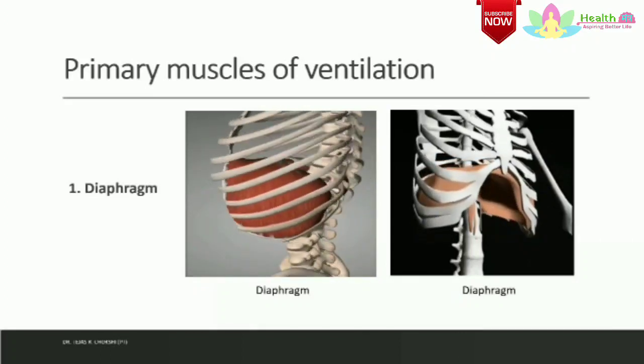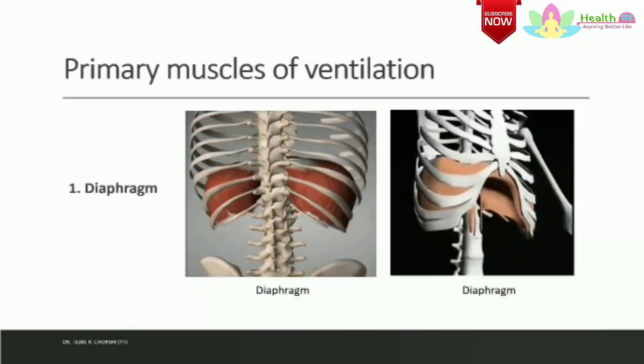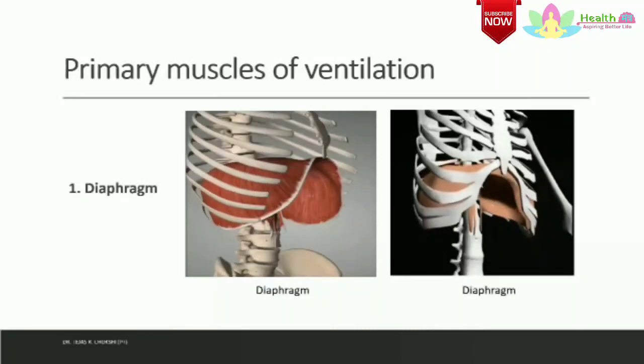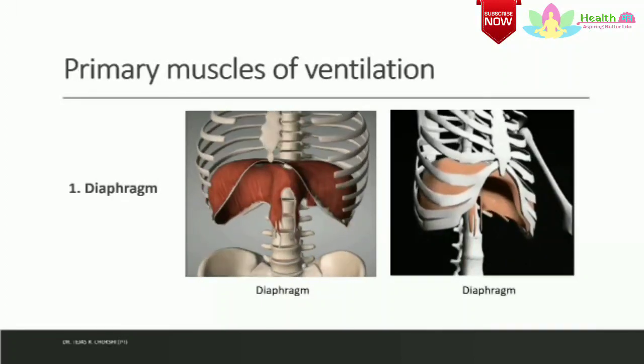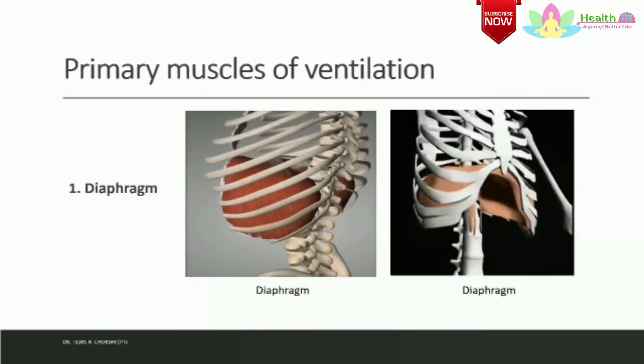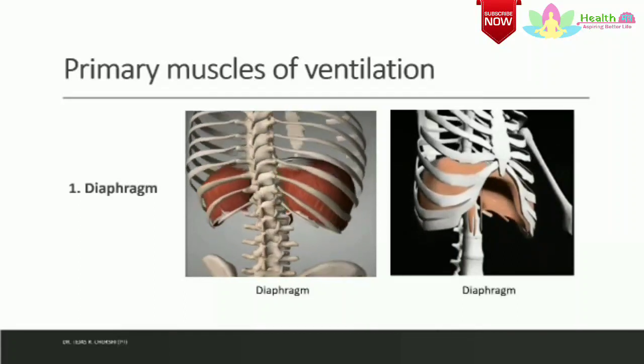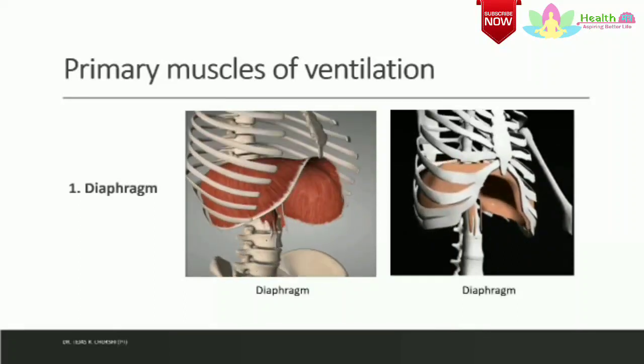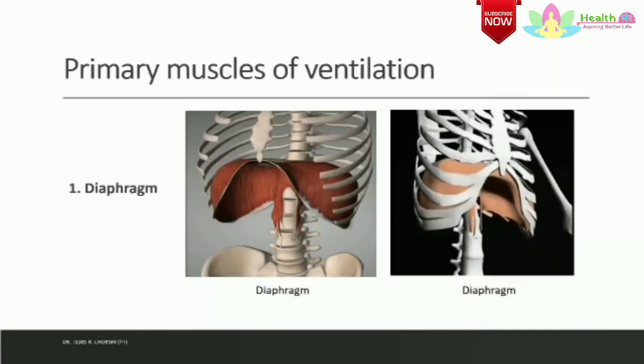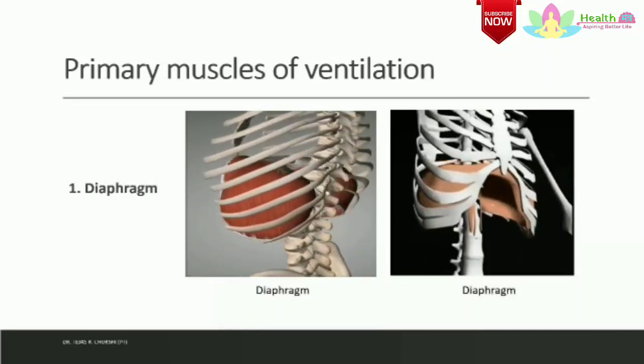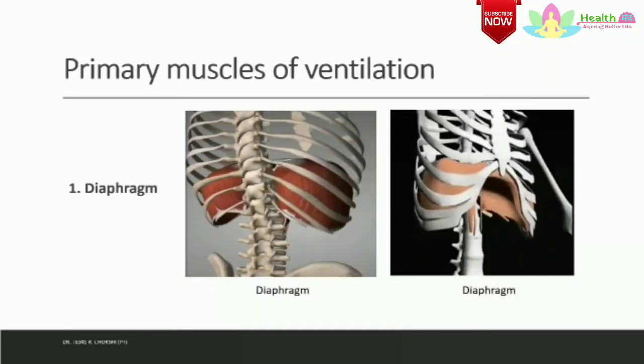as the zone of apposition. The crural portion of the diaphragm arises from the anterolateral surface of the bodies and discs of the L1, L2 and L3 vertebrae and from the arcuate ligaments.